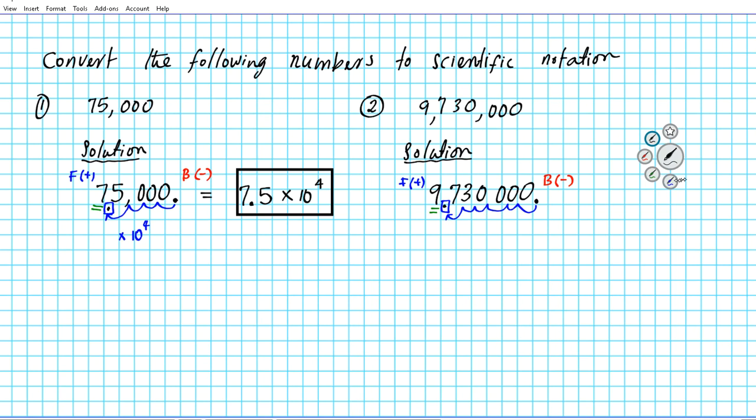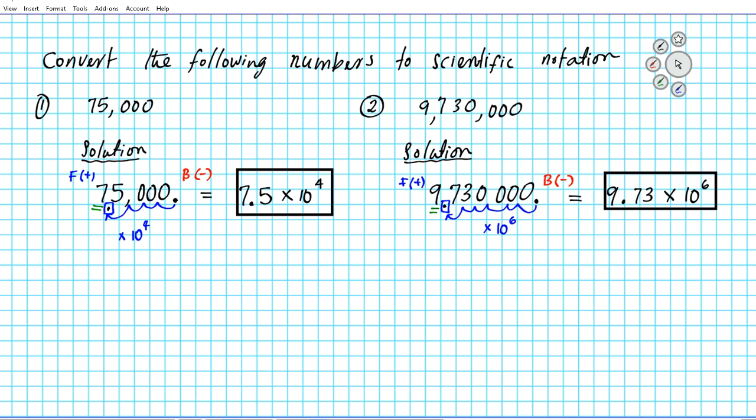Because of this move, we're going to be multiplying by 10 to the what? Since we moved to the front 6 times, it's going to be 10 to the positive 6. So 9,730,000 is the same thing as 9.73, and to reflect the move of our decimal point, we're going to have to multiply by 10 raised to the positive 6 power. So that's the answer to question number 2.